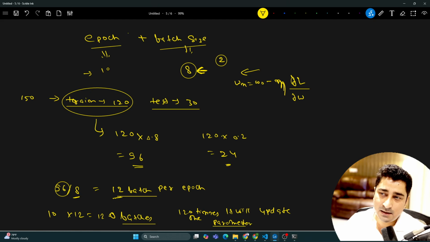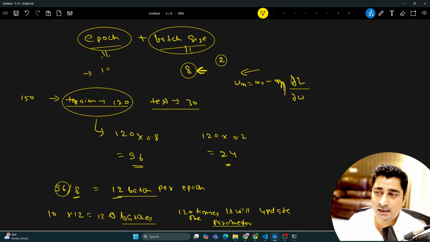Epoch simply means the number of times we are sending the whole data. Batch size simply means that after this many data, I'm going to update my weight. As simple as that. If batch size is equal to 1, then after every single data input, it is going to update the weight.